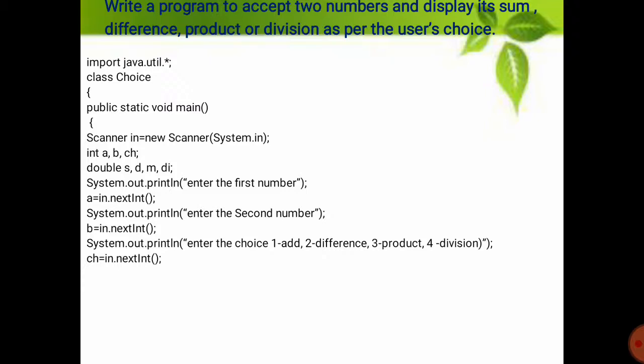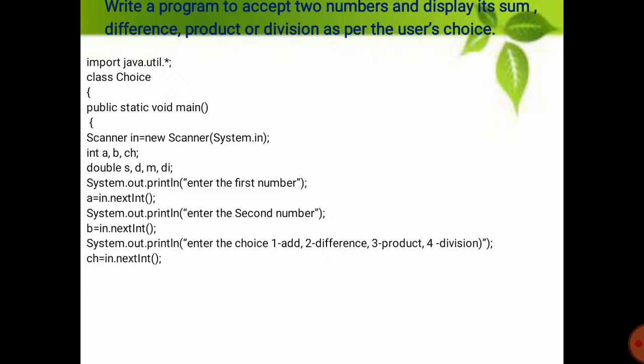So in this example, import java.util.*. First of all, I have imported the utility package for the Scanner class. Then I have taken a class named Choice. Then I have started public static void main function here. Then I have started with the coding: Scanner in = new Scanner(System.in). Here, in is the object of the Scanner class. So I have initialized the Scanner class for taking the inputs.